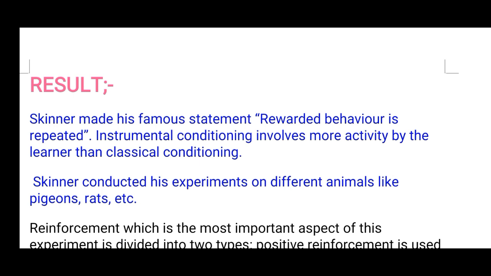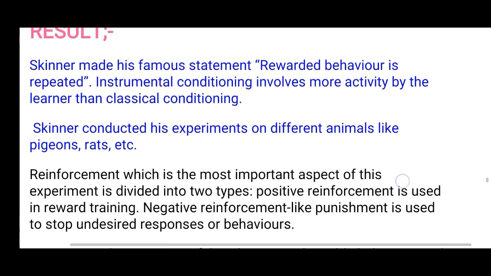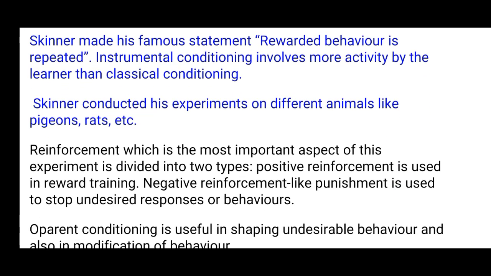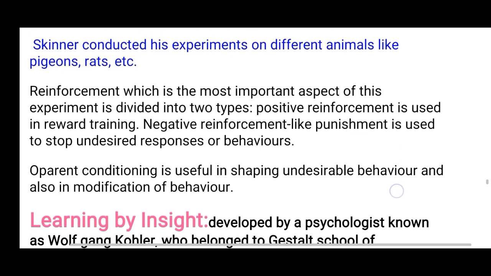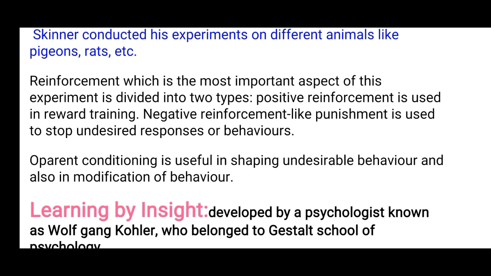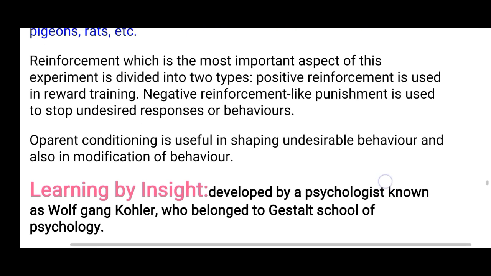Instrumental conditioning involves more activity by the learner than classical conditioning. Skinner conducted experiments on different animals like pigeons and rats, and the reinforcement, which is the most repeated aspect of this experiment, is divided into two types. Positive reinforcement is used for reward training. Negative reinforcement, or negative punishment, is used to stop undesirable responses or behavior. Operant conditioning is useful in shaping behavior and also in the modification of behavior.